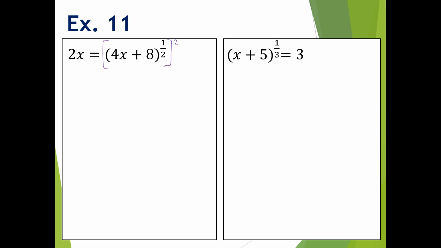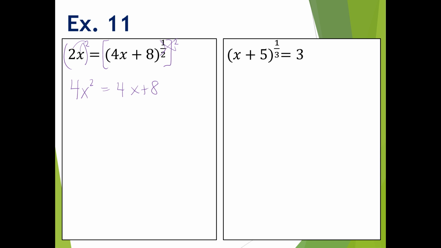But again, if I do that on the right side, I have to do it to the left side as well. And I have to make sure everything gets raised to the power. So over here we have 2 squared, which is 4, and then x squared, which is x squared, equals, and then again, these cancel, so we're just left with 4x plus 8.